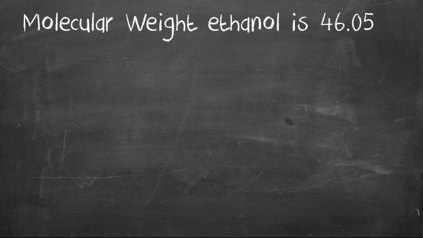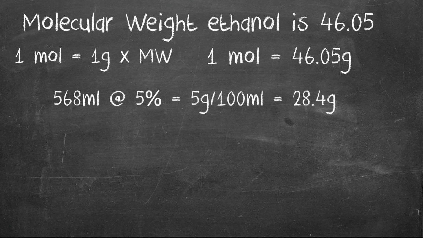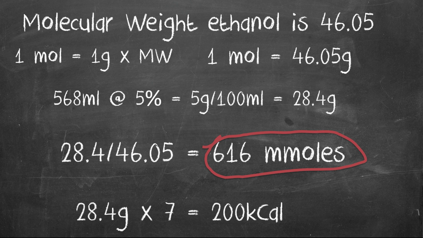The molecular mass of ethanol is 46.05. 1 mole is 1 gram times the molecular mass, so 1 mole is 46.05 grams. 568 mils at 5% is 5 grams per 100 mils, or 28.4 grams. 28.4 divided by 46.05 is 616 millimoles. So there are 616 millimoles of ethanol in my pint of beer. Because there are 7 kilocalories per gram, 28.4 grams times 7 is 200 kilocalories.